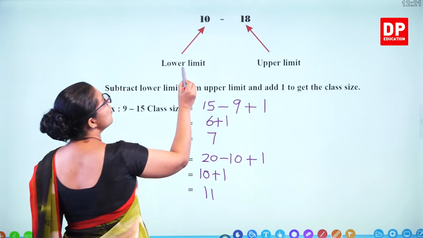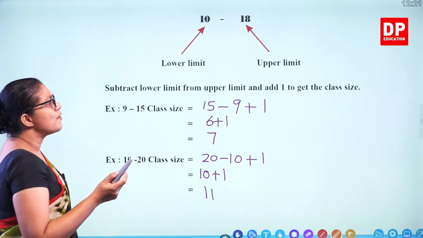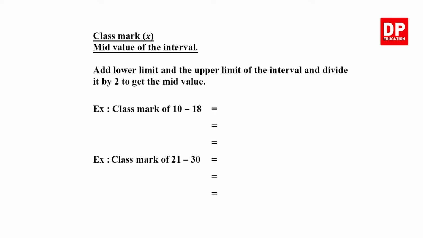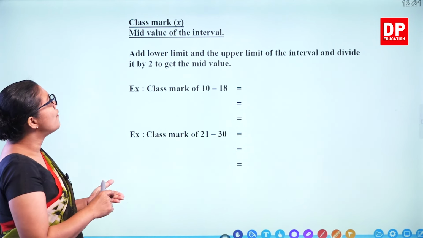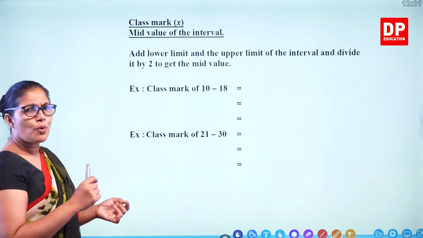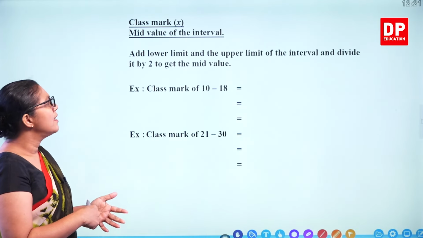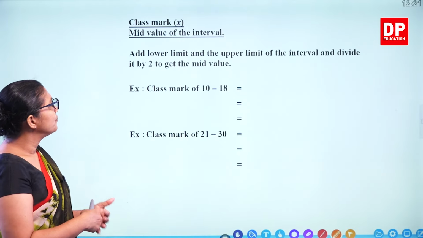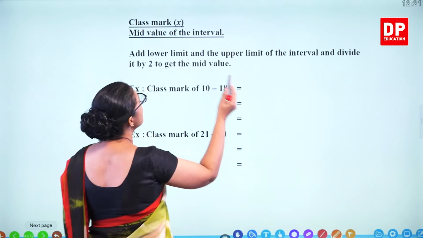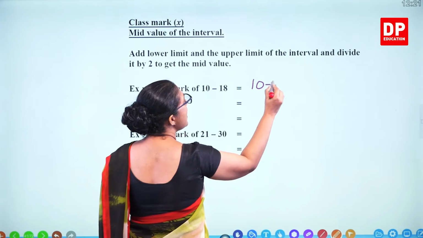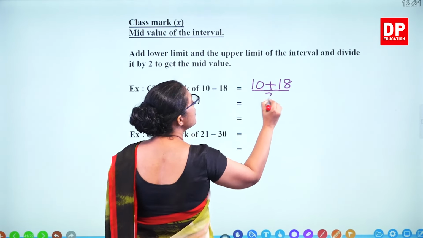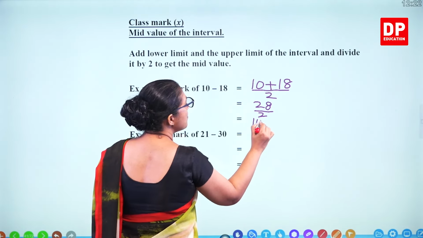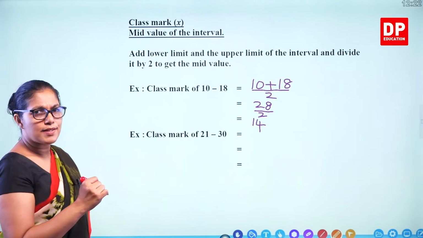This is called the lower limit and the other number we call the upper limit. So what's the class mark? Class mark is the mid value of the interval. You add the lower limit and the upper limit and divide by 2. If this is 10 to 18, what's the class mark? 10 plus 18 divided by 2. You get 28 divided by 2. So 14 is the class mark.